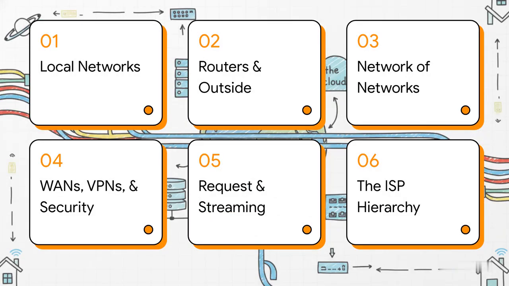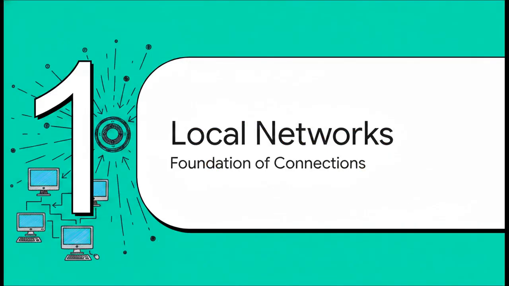We're taking a micro to macro journey today. We'll start small with local networks and switches, move on to routers in the outside world, explore the network of networks, unpack WANs, VPNs, and security, look at request response and streaming, and then finally scale all the way up to the ISP hierarchy. Okay, Section 1, Local Networks and Switches.